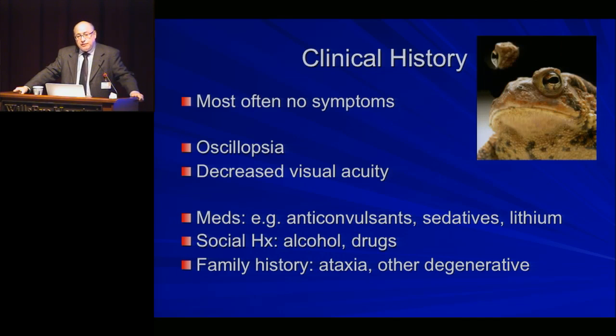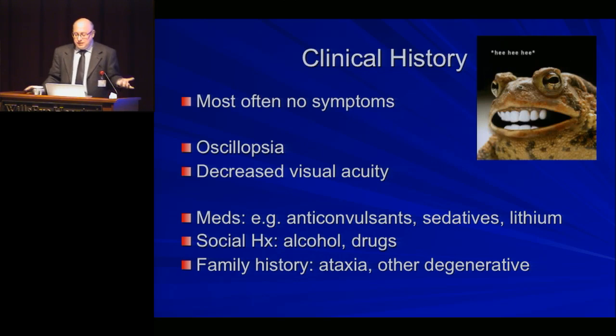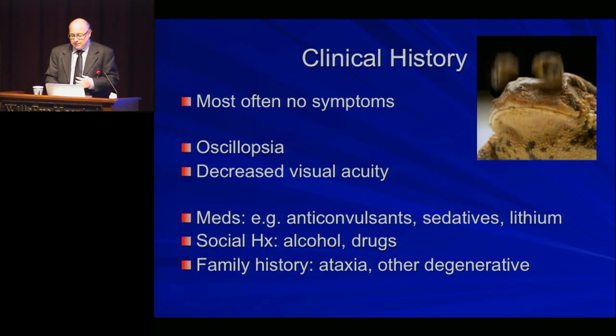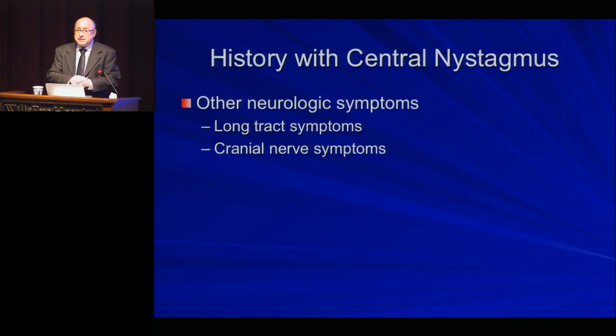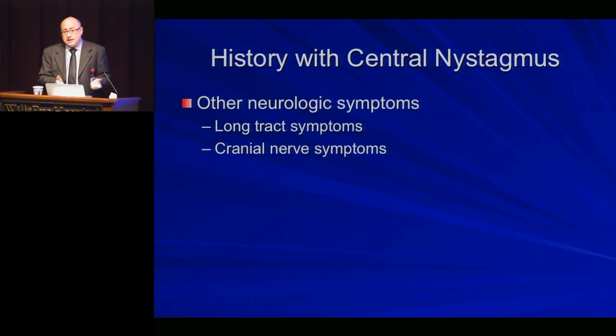Family history, you want to know if they have a family history of ataxia or other neurodegenerative disorders that will give them nystagmus. If they have central nystagmus, they may have other symptoms, so long track symptoms such as numbness on one side of the body, weakness on one side of the body, ataxia. Or they may have cranial nerve symptoms, so they may have diplopia from a sixth, or they may have a facial palsy or something else.